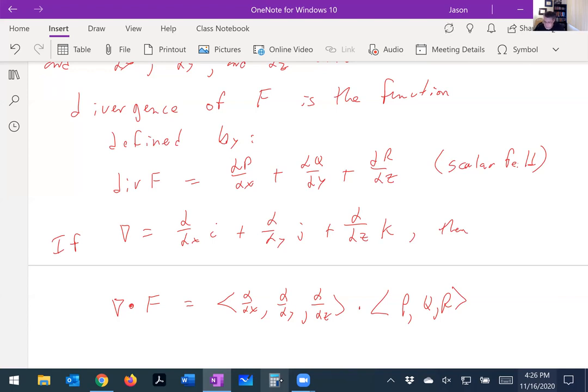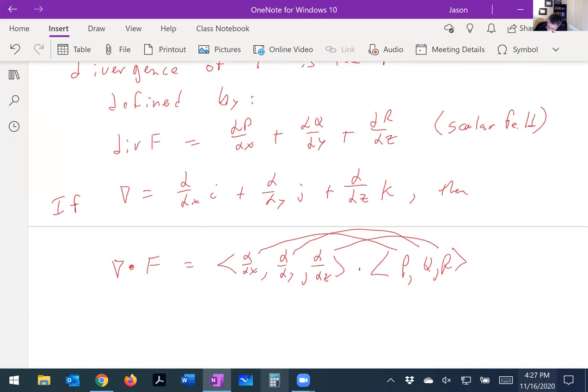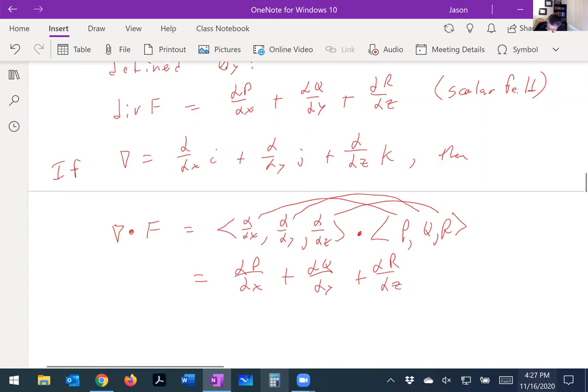So what's our dotting here? Well, we're dotting these partial derivative functions, and we're partialing the P, Q, and R. If we dot that, then we're going to get a sum. The dot product takes two vectors and gives me back a scalar. So this is dP/dx plus dQ/dy plus dR/dz, and that's equal to what?